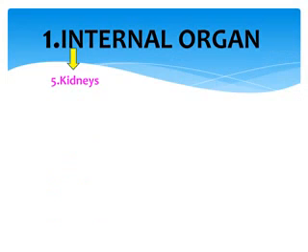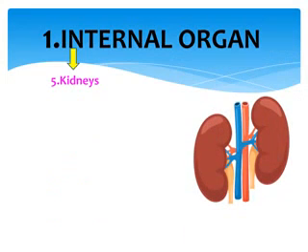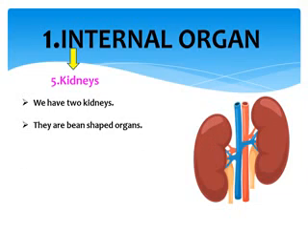The next organ we're going to see is the kidneys. What is the function of the kidneys? The kidneys help us to remove the waste from our body. You can see there are two kidneys here. They are bean shaped. One kidney is slightly lower than the other. So the kidneys are bean shaped organs.